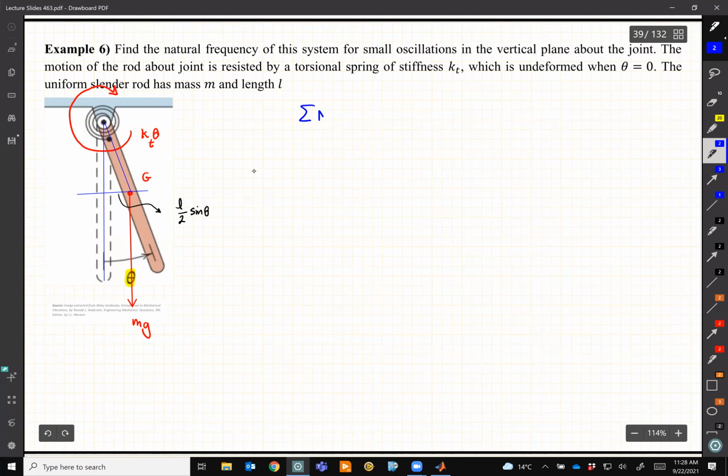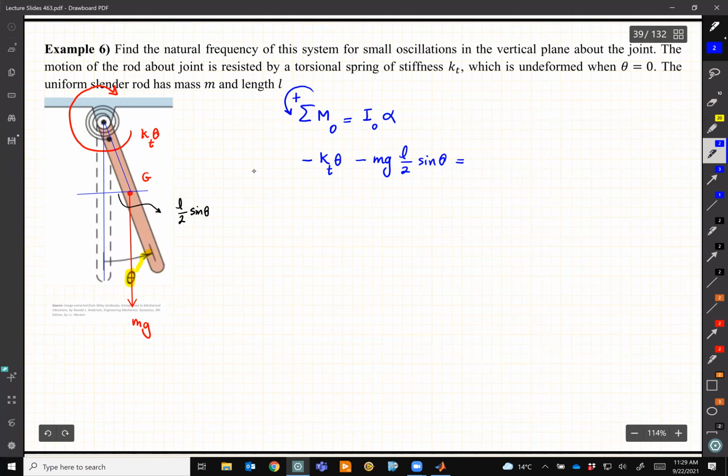So I can easily write down the sum of moments about point O is equal to IO alpha. Let me quickly write it down, but then you can check it. The positive direction for us is counterclockwise. Again, don't forget the positive for us in this course is the direction that we choose. Like here, this is theta counterclockwise, and that's the positive. So then I have minus KT theta. That's a couple, that's a torque, so I don't have to multiply by distance. It's already a moment. And then I have mg, which also is in the opposite direction, so minus mg times half of L sine theta.